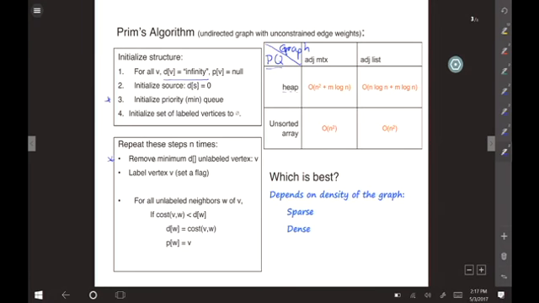Keyword was remove min, right? Priority queue is going to hand me that one. There's one more priority queue operation, and it's hiding. Can you see it? Take a look at the code. Where is it hiding?